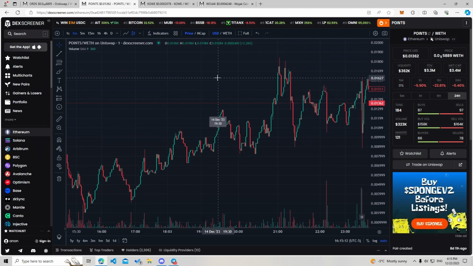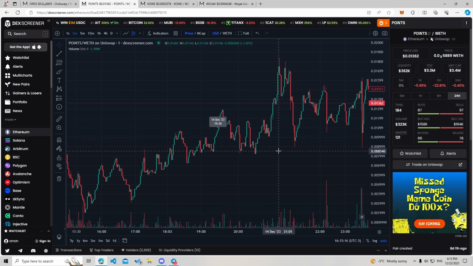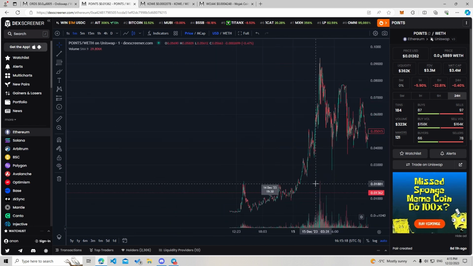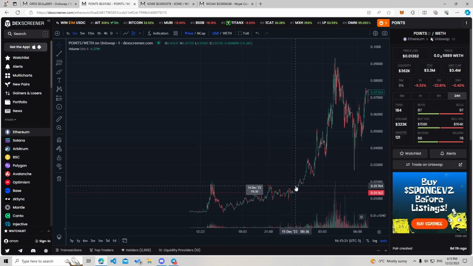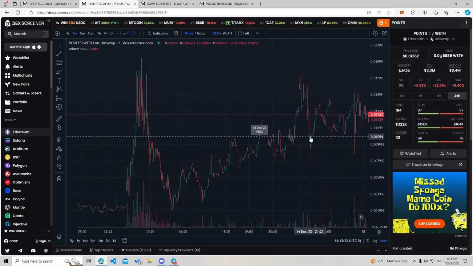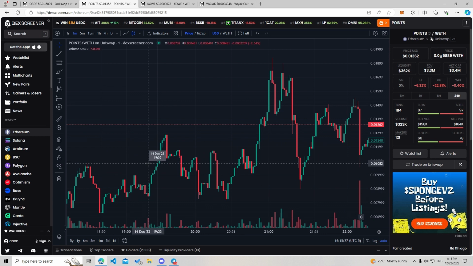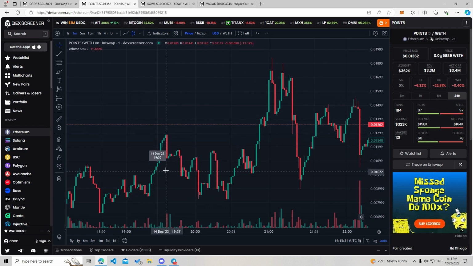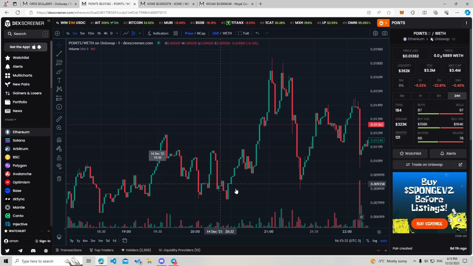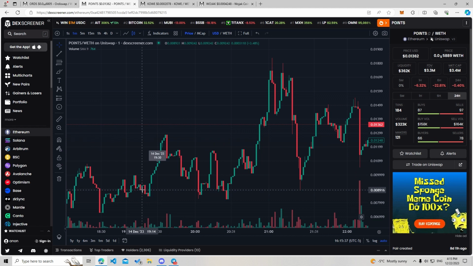Points. This is a beautiful one. Absolutely beautiful. So immediately you guys can see here, it looks like we were in an uptrend. We had a very nice pullback here. So on the 14th of December, the points token was called by Illico at 7:30 p.m. EST, of course.